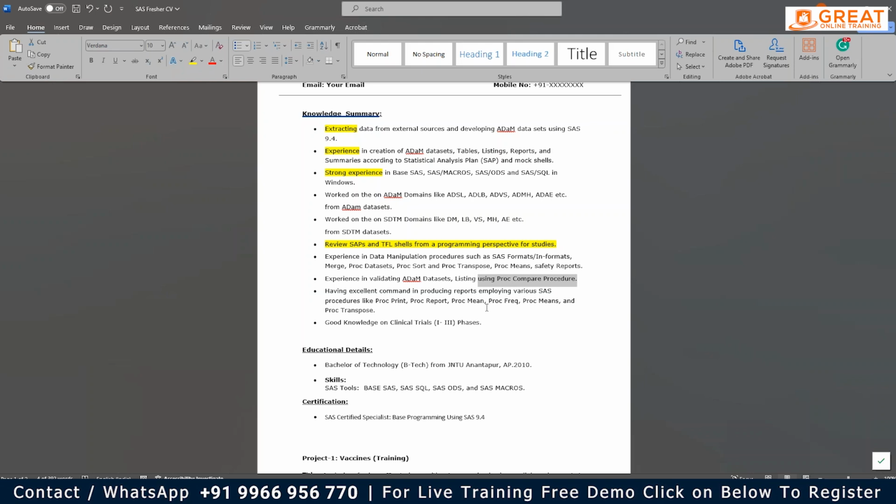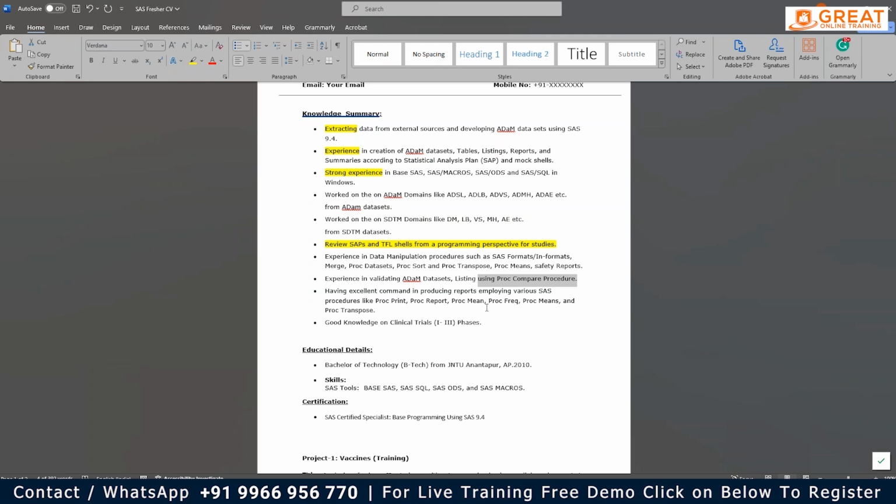Is the title appearing according to the mock shell or not? Is that particular footnote appearing or not? Is there any truncation in the footnote or not? And apart from that, are the decimal places properly mentioned or not? Because they mentioned mean with one decimal and standard deviation with two decimals; is it properly followed or not? All those things, according to the spec and the mock shells, you just check whether they are following them or not.